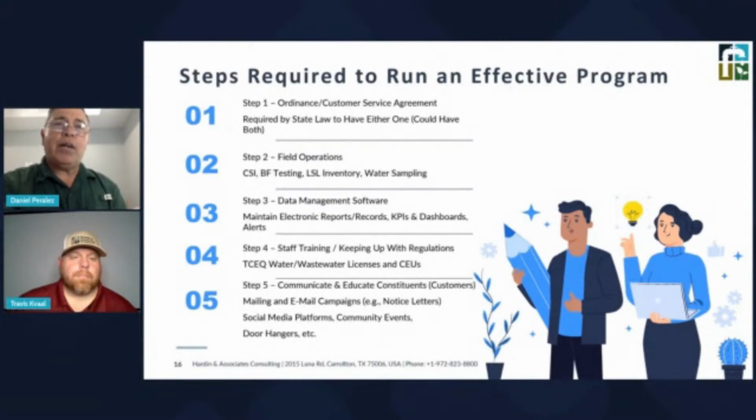Second, we need to look at field operations. We need to conduct customer service inspections. This will identify potential or actual cross connections needing backflow assemblies out in the private distribution system. When I say private distribution system, it's talking about the customer side or inside the properties where the customers are using water for cooking, cleaning, or whatever it is that they're doing inside the property, followed by having them installed and tested on an annual basis.